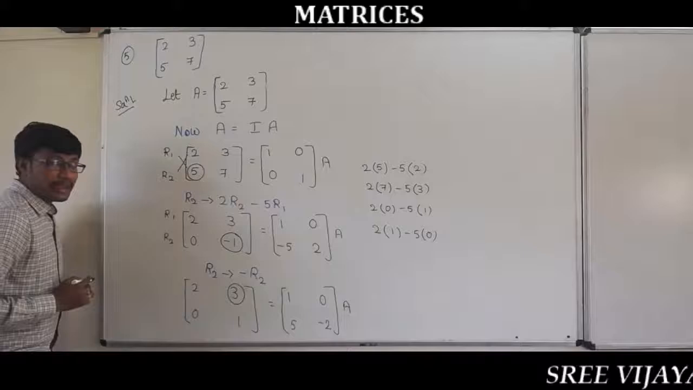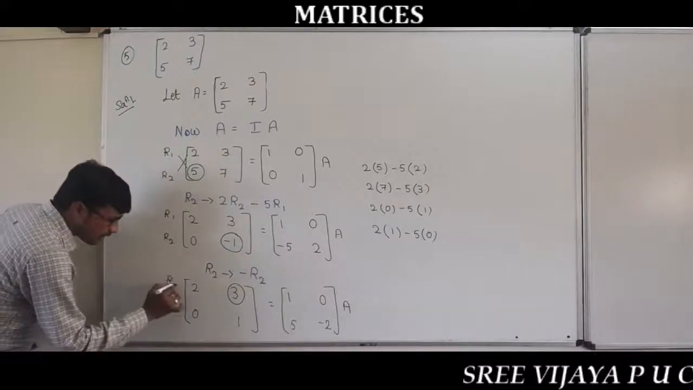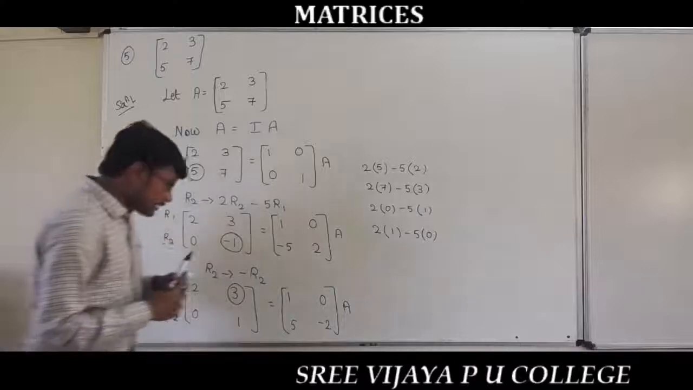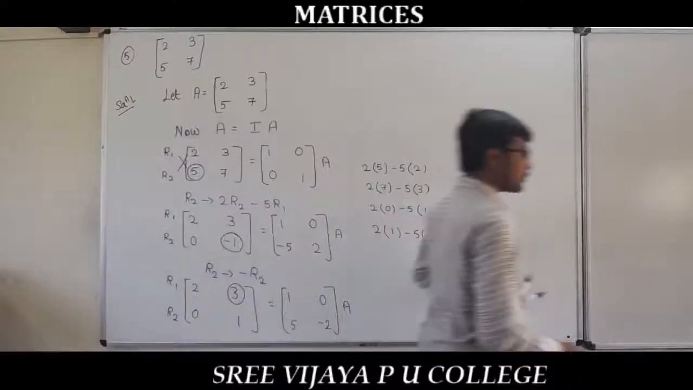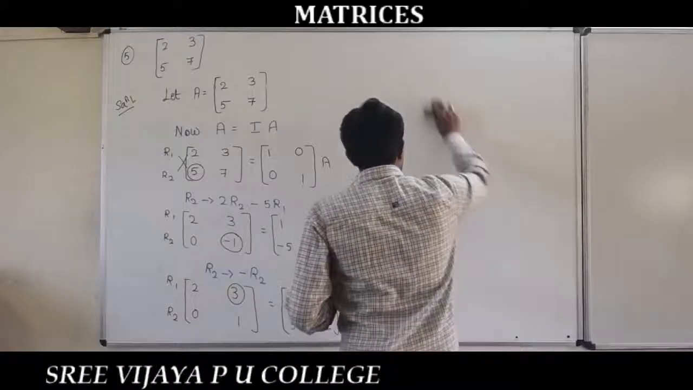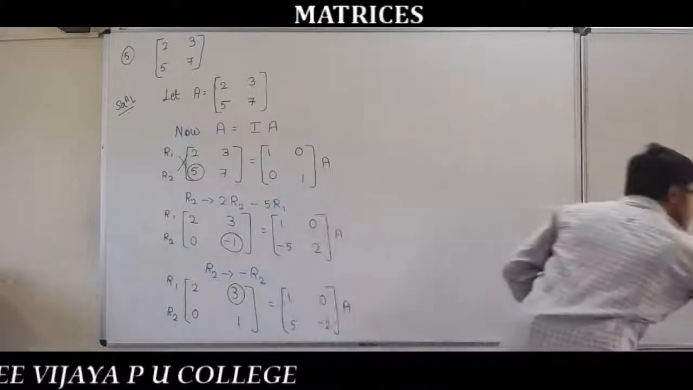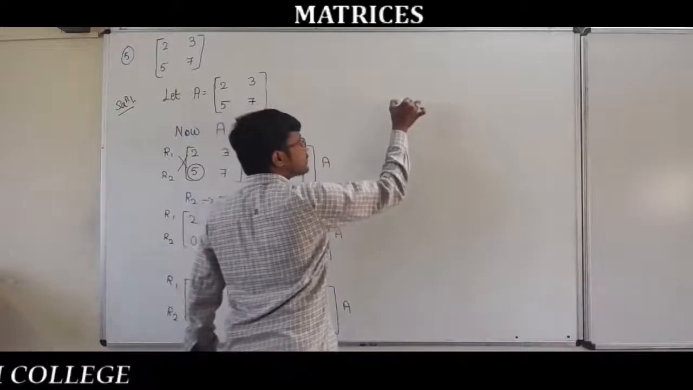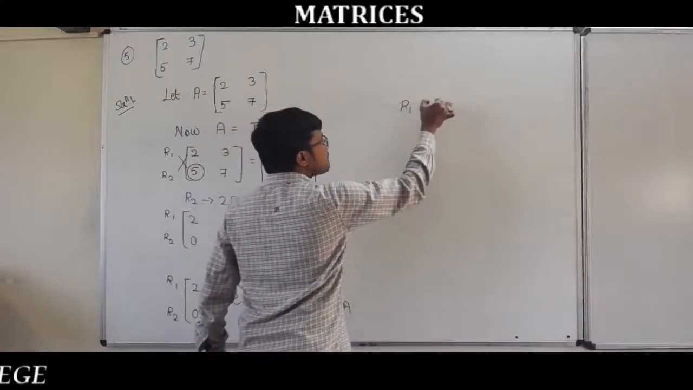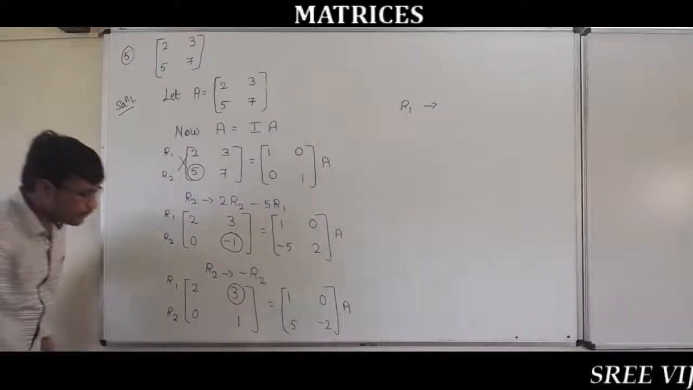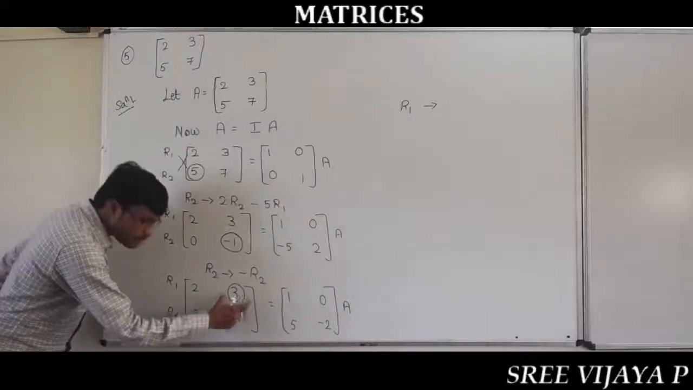this 3 can be made a 0. So R1 and R2. Now see here, that 3 is in which row? It is in the first row. To make it 0, what can you do? You can subtract the second row, right? So R1 can be changed as follows. This is in R1. To make it 0, you can subtract this with this element.